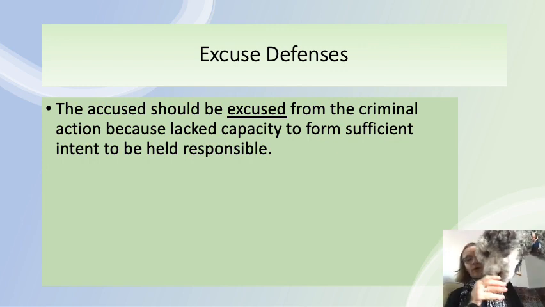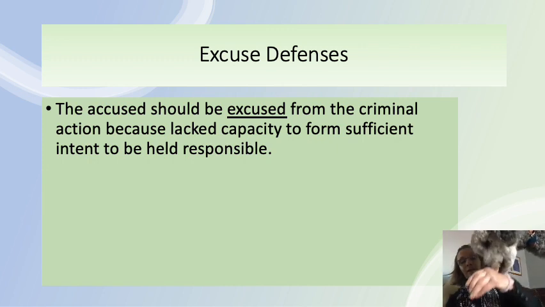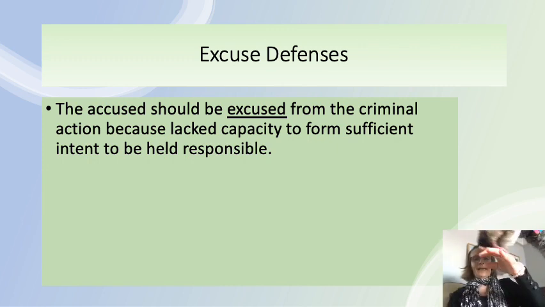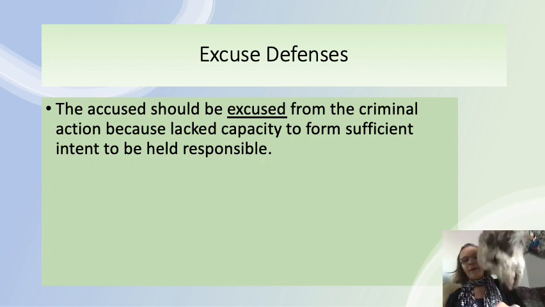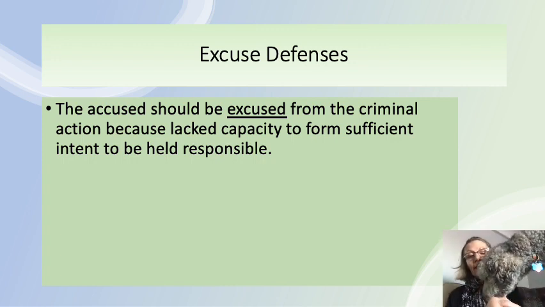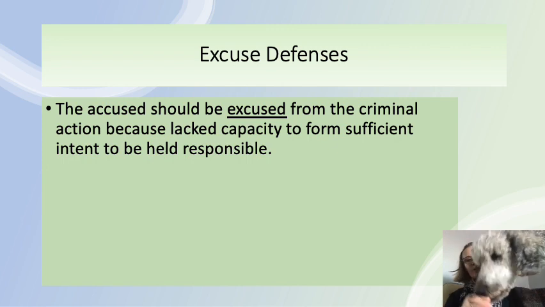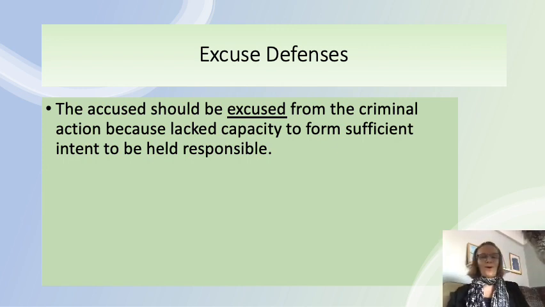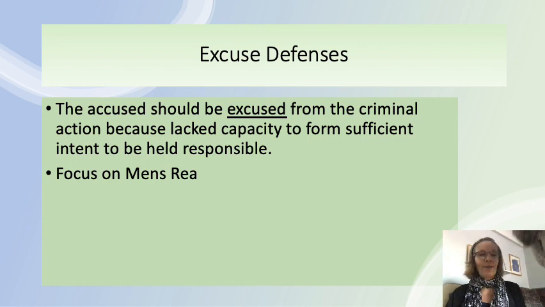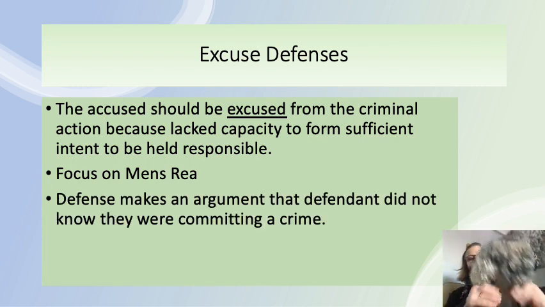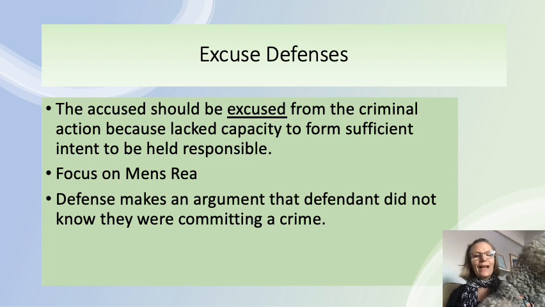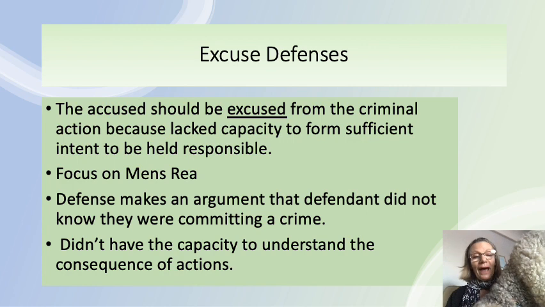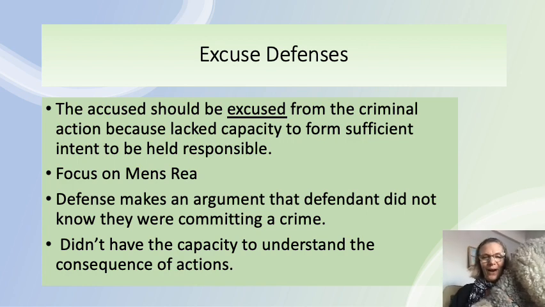A lot of those are good examples of people who lacked mens rea because they had a brain tumor or they were on drugs for Parkinson's, etc. And so that is what excuse defenses revolve around. They focus on mens rea. And so the defense makes an argument that the defendant did not know that they were committing a crime and that they didn't have the capacity to understand the consequences of their actions. And so let's take a look at the specific excuse defenses now.